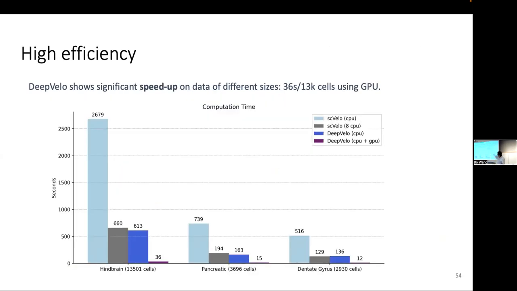And also we show that, because we use deep learning with powerful GPUs, DeepVelo is a lot more efficient than the original scVelo. You will see that at different data sets, we achieve more than 20x speedup. Still, it's a little bit unfair here because we use GPUs, but anyway.